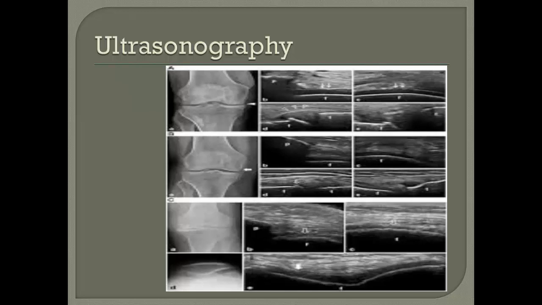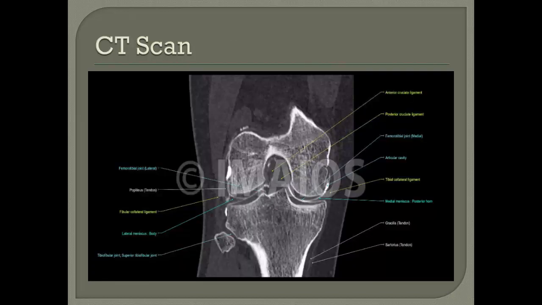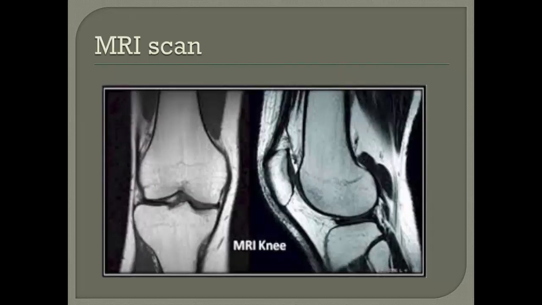Nowadays, ultrasound is becoming widely used, particularly in identifying early joint inflammation. Other investigations include magnetic resonance imaging, computerized tomography scanning, and isotope bone scans.